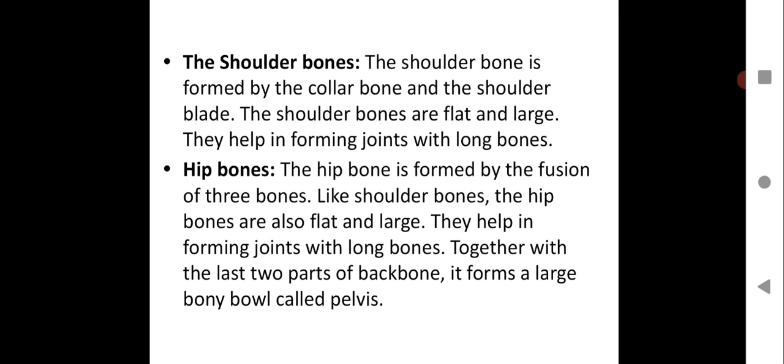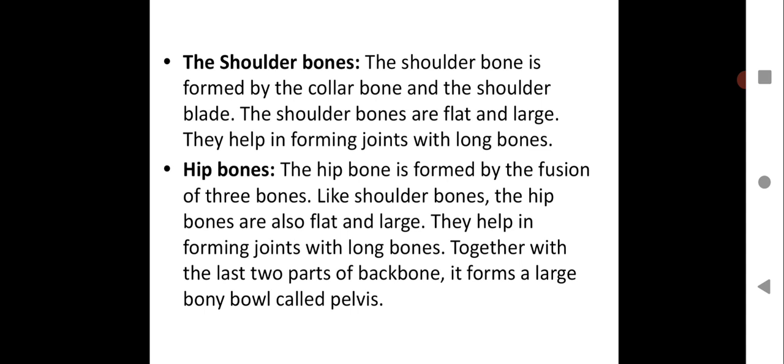Can you imagine? Hip bones. The hip bone is formed by the fusion of three bones. Like shoulder bones, the hip bones are also flat and large. They help in forming joints with long bones. Together with the last two parts of the backbone, it forms a large bony bowl called the pelvis. So the pelvis is the bony bowl, and as you know, the hip bones are extended and it gives shape to your body.